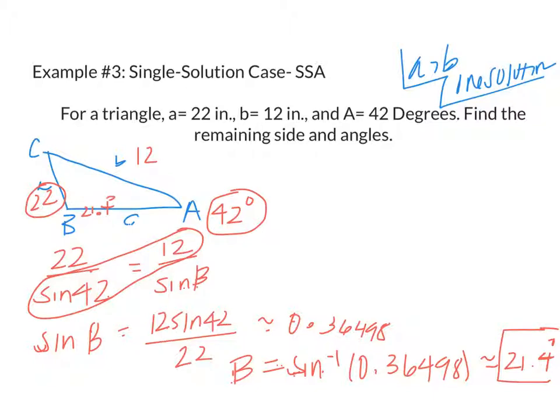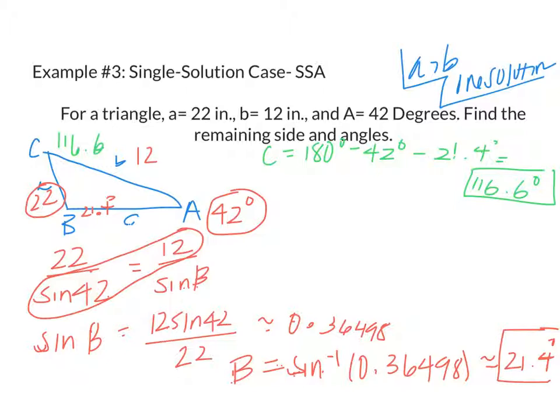So if you got 21.4 degrees, then I can also find angle C. I'm going to switch colors because it's getting a little confusing. So if I find angle C, C would be 180 minus the two angles that I found. So minus the 42 degrees that I was given and minus the 21.4 degrees that I just found. And that would give me 116.6 degrees. So this here is 116.6. And again, now I can finally find side c, because again, I'm going to use what I was originally given. So that's 22 over sine of 42. In other words, all of a.